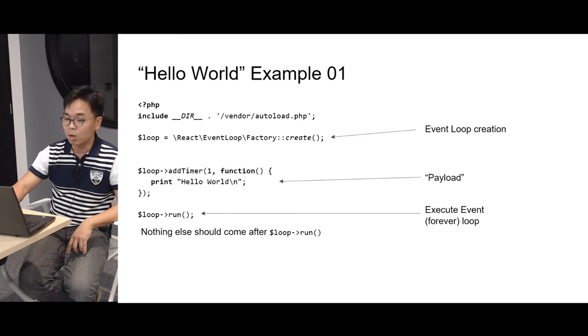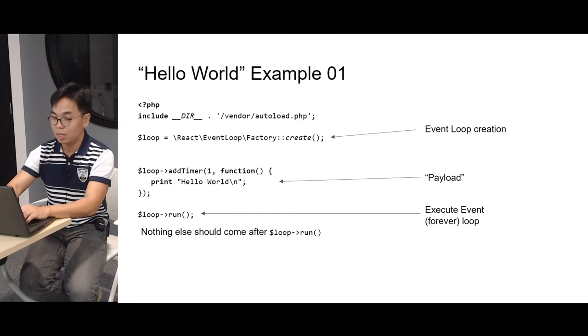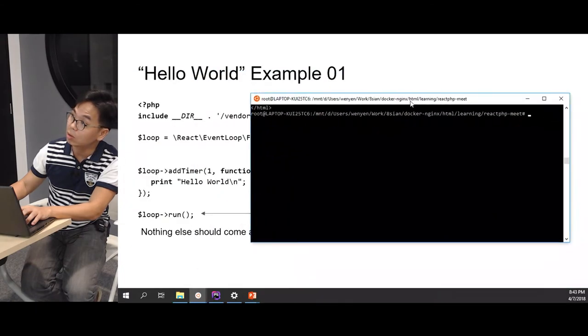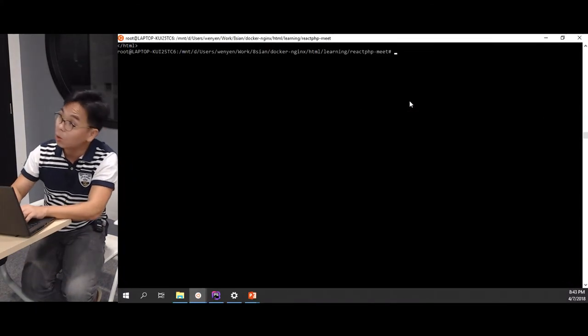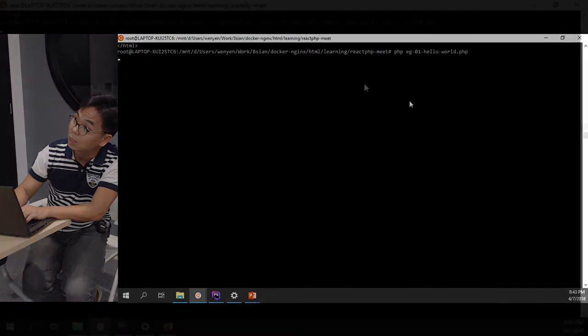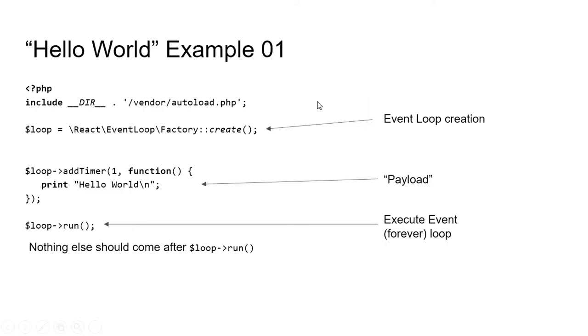So this program, what it does is, wait, before this, let us run this program. Example 01, hello world. My program is a bit slow. Yes, it prints hello world. That's what it does. Very simple. But this is done in an asynchronous way. Okay, look at this. I'll talk about this later.